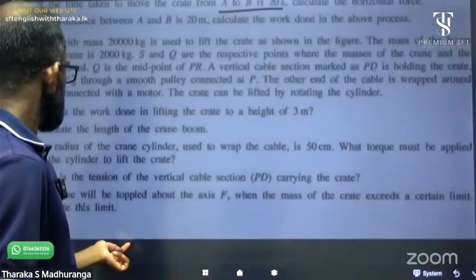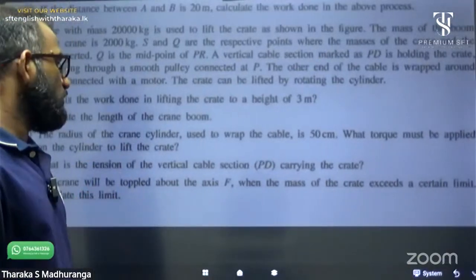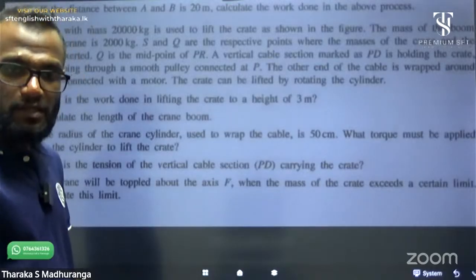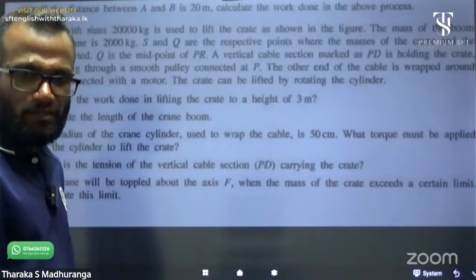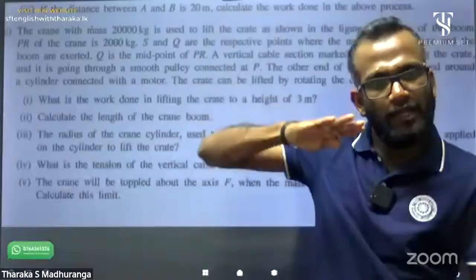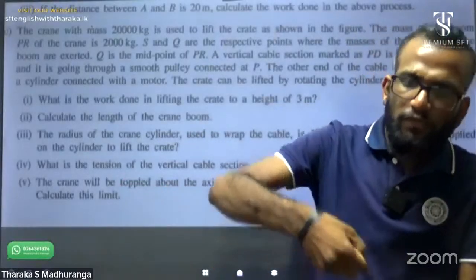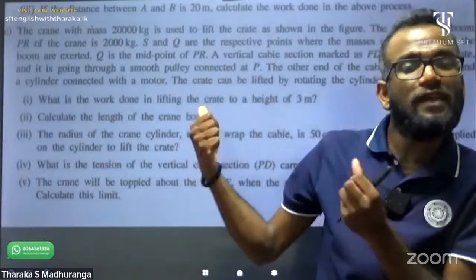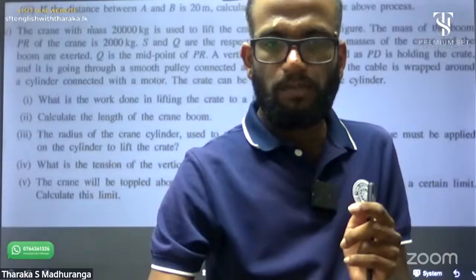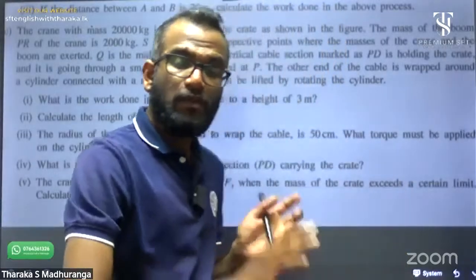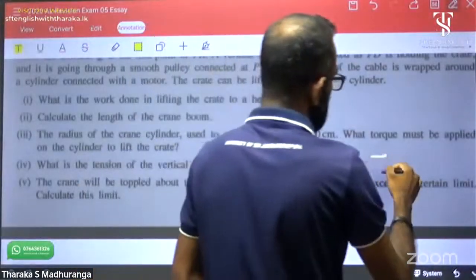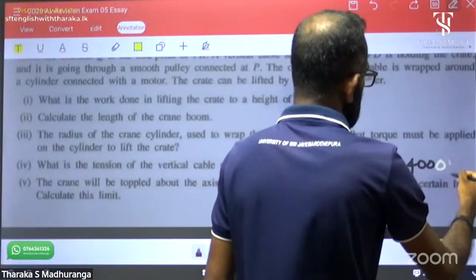What is the tension on the vertical cable while carrying the plate? It's 4,000 newton. No need for calculation. If the plate were accelerating upward, it would be greater than 4,000, but it is not given that it's accelerating upward. Therefore, it's 4,000 newton. Write down only 4,000 newton. Tension equals 4,000 newton, no calculation.